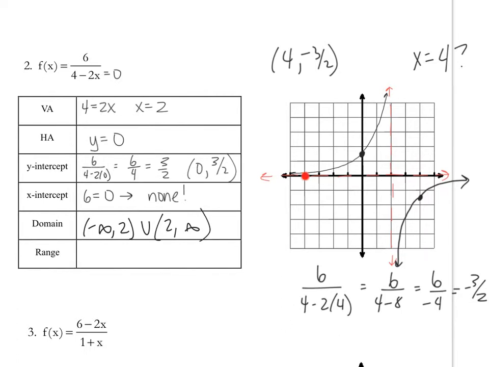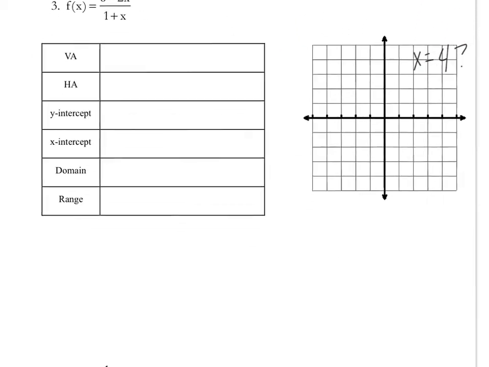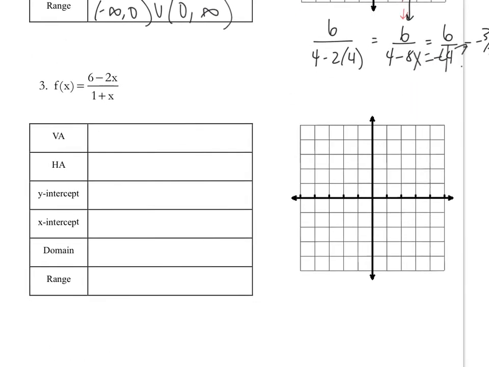And then the range is every single y value except 0. So it goes down forever, it also goes up forever, but it doesn't go through 0. So I'm going to do negative infinity to 0, and 0 to infinity. Okay, and that's how you complete that graph. Let's do one more. And then we're going to save number 4 for class tomorrow.